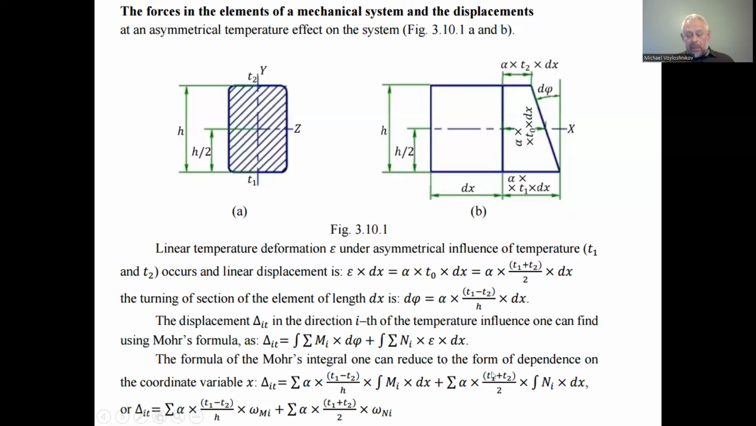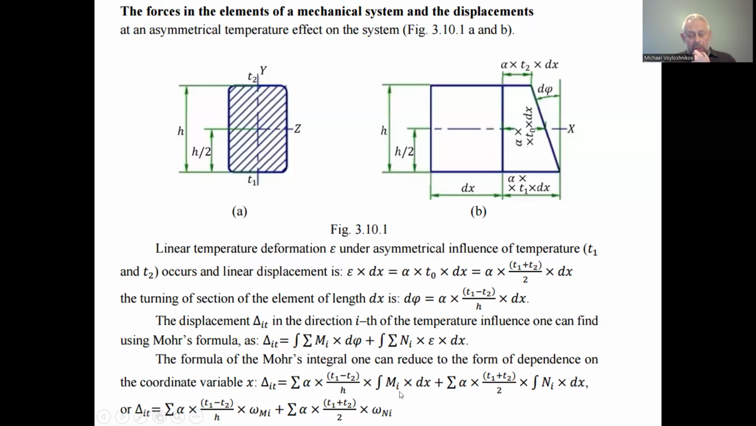Middle temperature is T1 plus T2 divided by 2. And in the integrand, we have just the product of the longitudinal force by the increment of the length of the element of the mechanical system. And the totals are for each of the mechanical systems. That is the total of all mechanical system elements in these formulas.